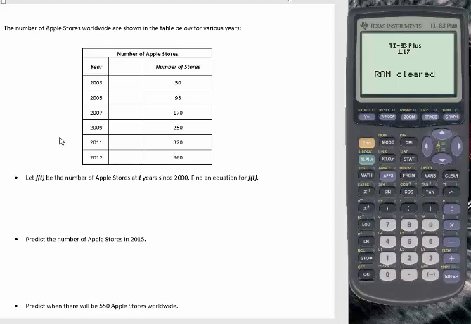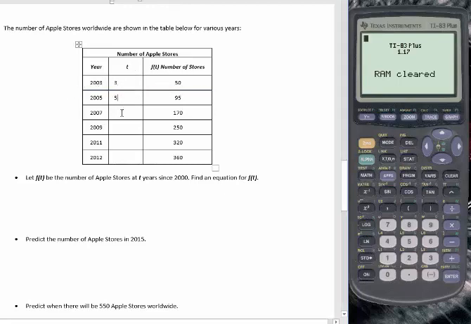more popular. Let's let f of t be the number of Apple stores at t years since 2000. So this column here is going to be my f of t variable, and I'm going to put another variable here to represent the t. For example, 2003 is 3 years, this is 5 years since 2000, this is 7, this is 9, this is 11, and this is 12.